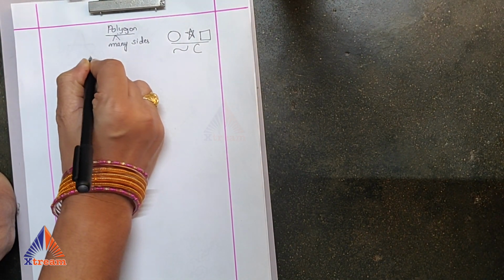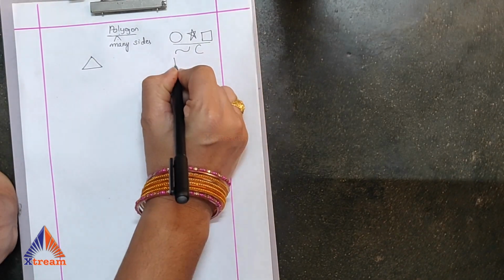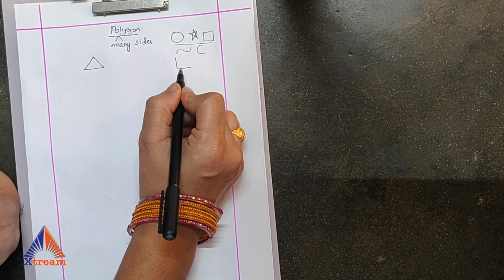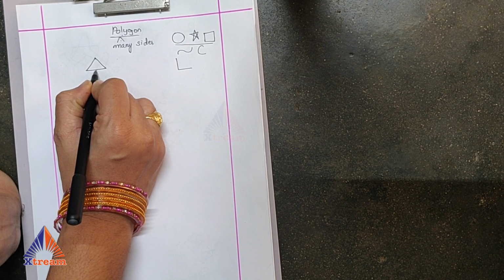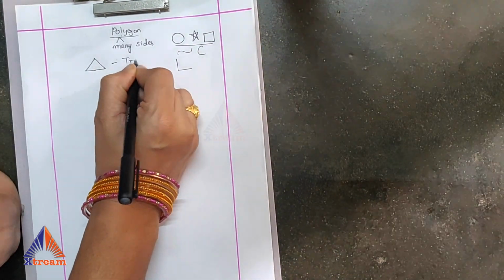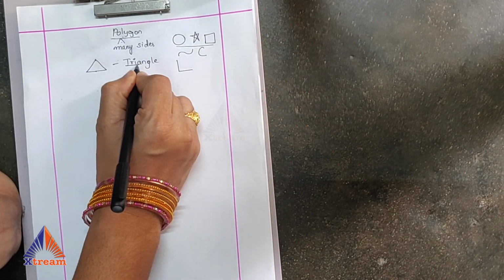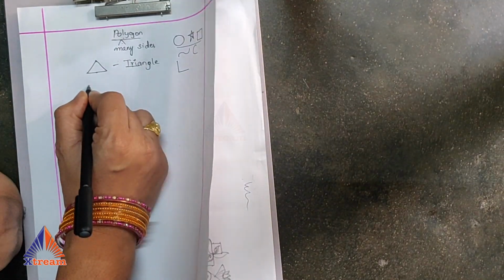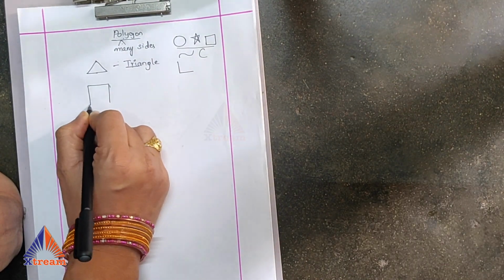The best example for a 3-sided polygon is the triangle. Because if you take 2 sides, can it be a closed figure? No, it can't be. It is an open figure. So that's the reason we should have a minimum of 3 sides to call it a polygon. So a 3-sided polygon is called a triangle. If you observe properly, in the name itself you can understand it has 3 sides because the word tri says it is 3.